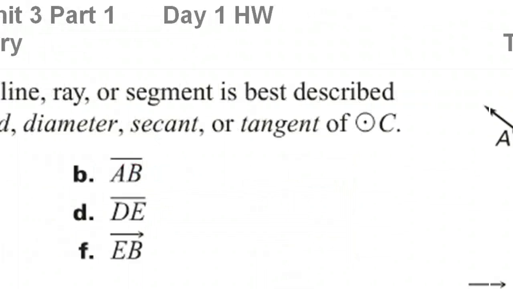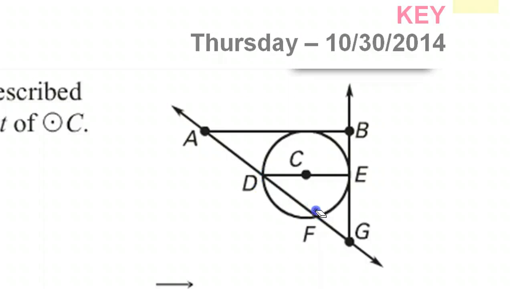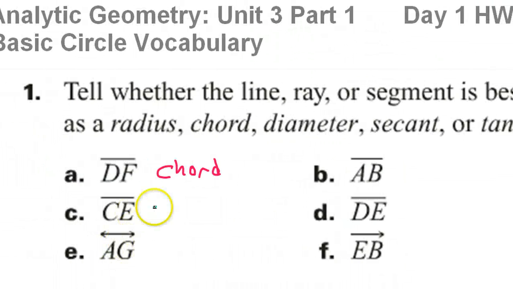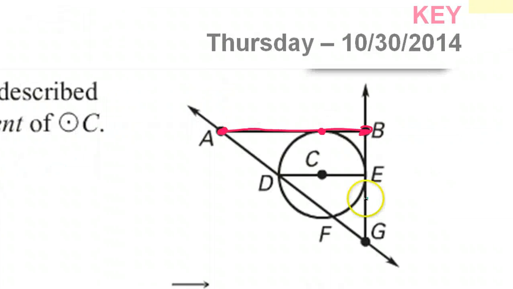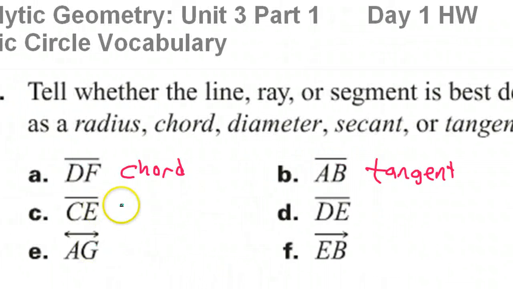Okay, what about segment AB? Let's take a look at that. There's A, there's B, here's segment AB. Segment AB is a tangent. You can tell by the way it intersects the circle at only one point. So, segment AB is a tangent. What about segment CE? There's C, here's E, here's segment CE. Well, that is a radius. A radius goes from the center of the circle out to a point on the circle. So CE is a radius.